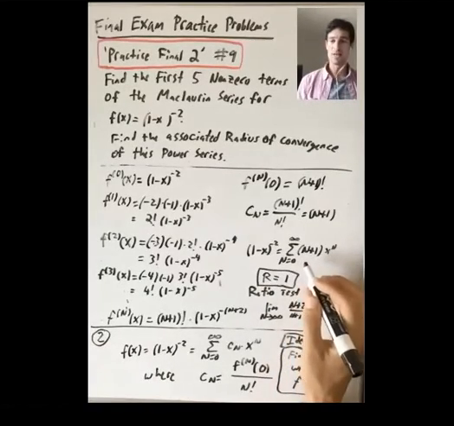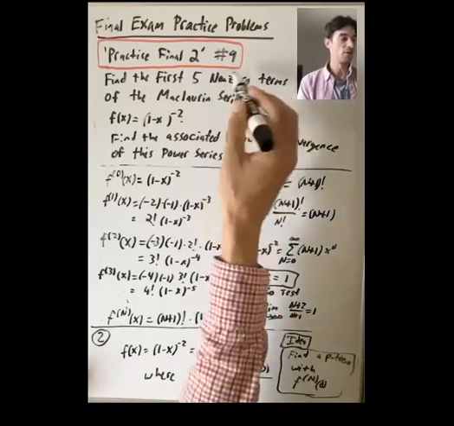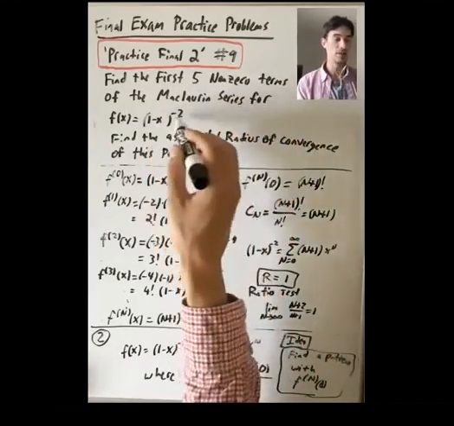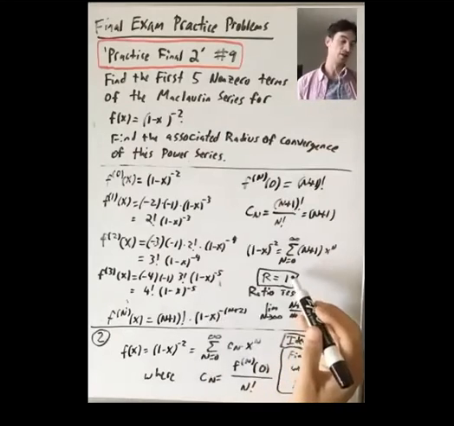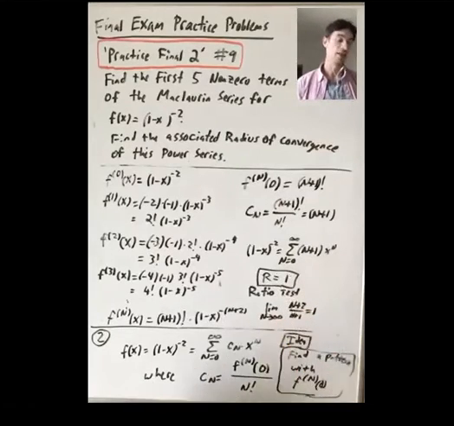So again, starting from here, remember what you're asked for are the first 5 non-zero terms of the Maclaurin series, but I find that the easiest thing to do is compute the whole Maclaurin series and then just write down what the first 5 terms are.